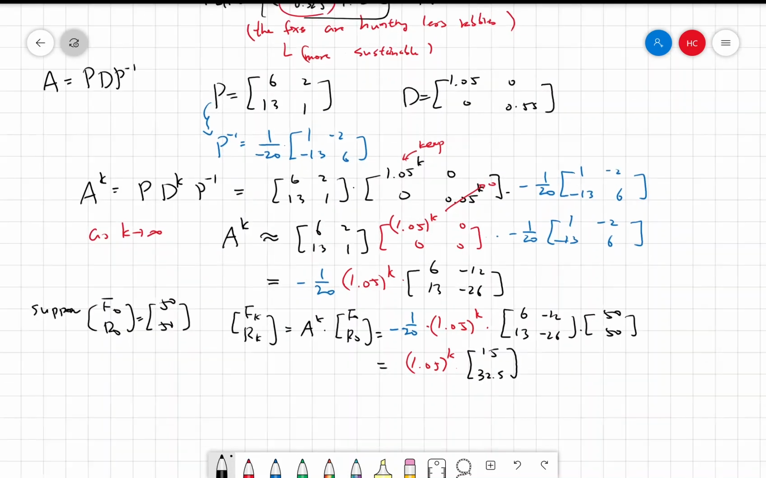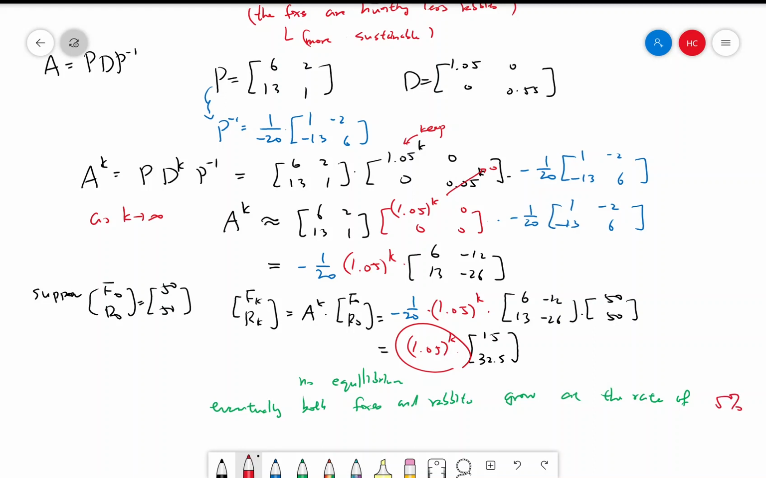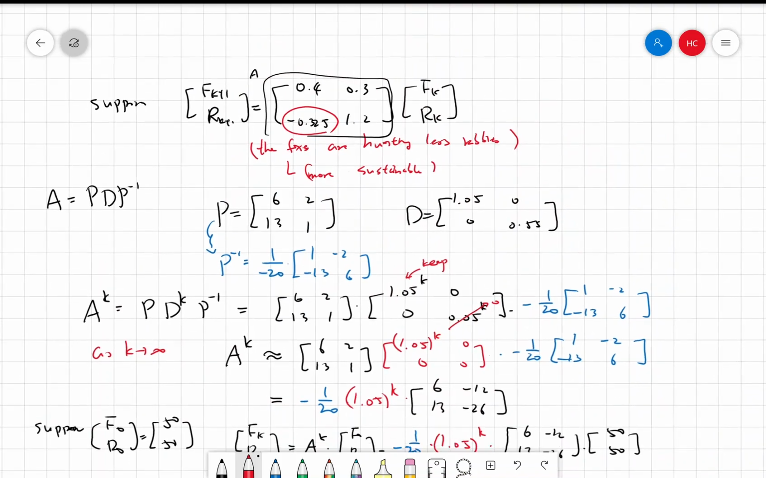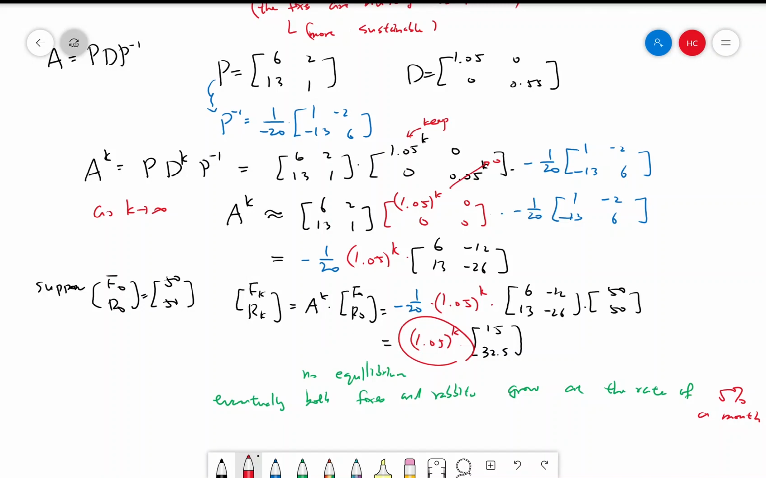So basically, in this case, there's no equilibrium. So eventually both foxes and rabbits grow at the rate of, this term tells you, about 5% a month. So this is probably the best scenario among the three because we made the fox more sustainable. So eventually the foxes and rabbits are growing steadily at a constant rate. All right.